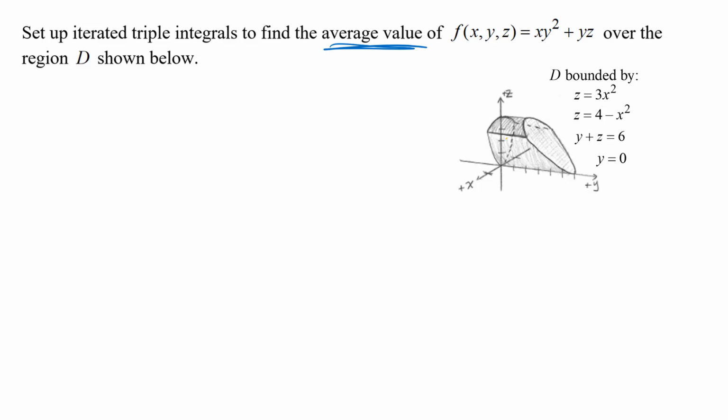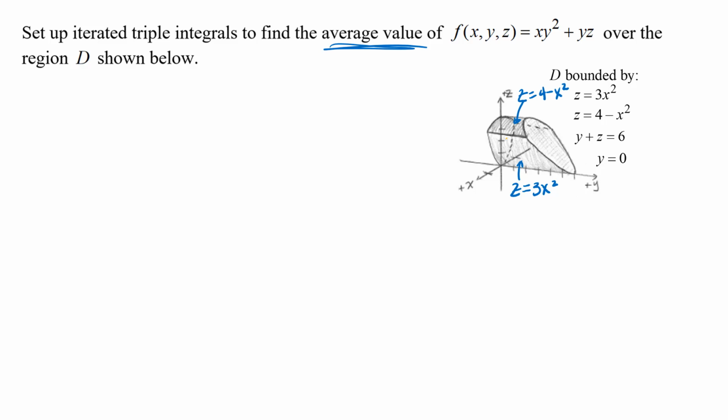The generating curve would be z equals 3x squared. So that would be the parabolic cylinder that opens up. And then I have z equals 4 minus x squared. That's another parabolic cylinder, which would extend parallel to the y-axis. That one would have a vertex at z equals 4 and open downward. So that's going to be this one here on the top.